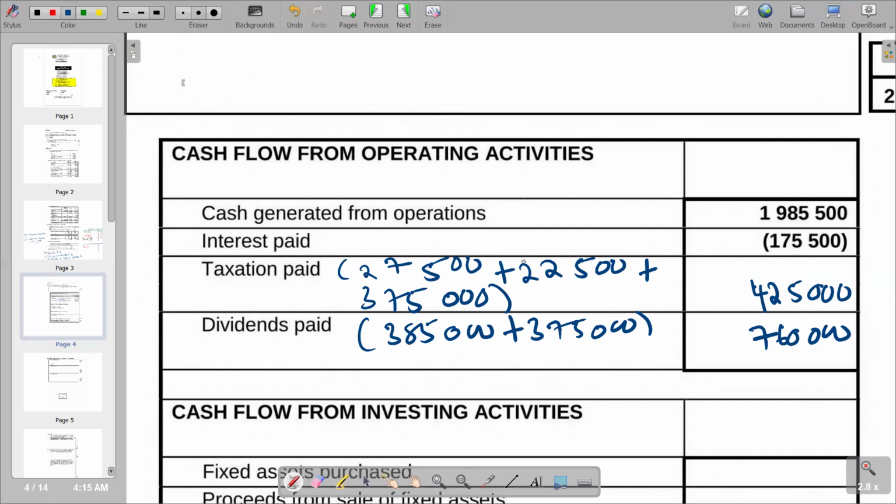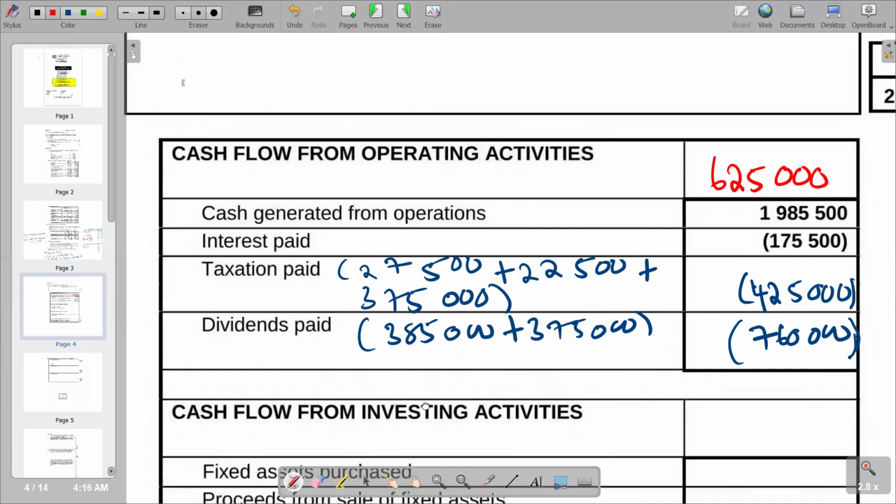In the cash flow statement, we are supposed to show the movements of cash. If it's an outflow, we show it by putting it in brackets, and when it is an outflow, we'll show it again in brackets. So this is how we get cash flow from operating activities by saying 1,980,500 minus 425,000 minus 760,000. And then the answer that you are going to get is 625,000. So you can see this is cash flow from operating activities.